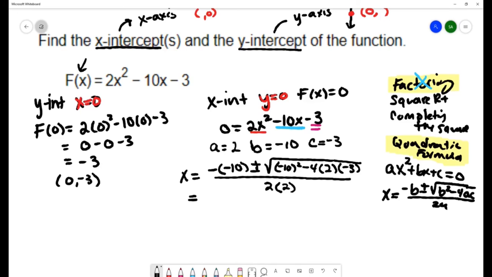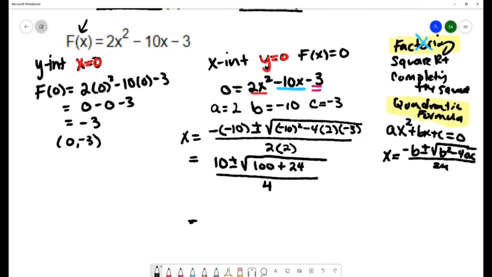Then we're going to simplify using order of operations. So I have negative and negative 10, that's a positive 10. Inside the radical, I'm going to apply the exponent first. Negative 10 squared is 100. I'm going to do the multiplication next. 4 times 2 is 8. 8 times 3 is 24. And I have an even number of negatives, so that's going to be plus. 2 times 2 is 4. And let's continue here. Inside the radical, I have 100 plus 24, that's 124.